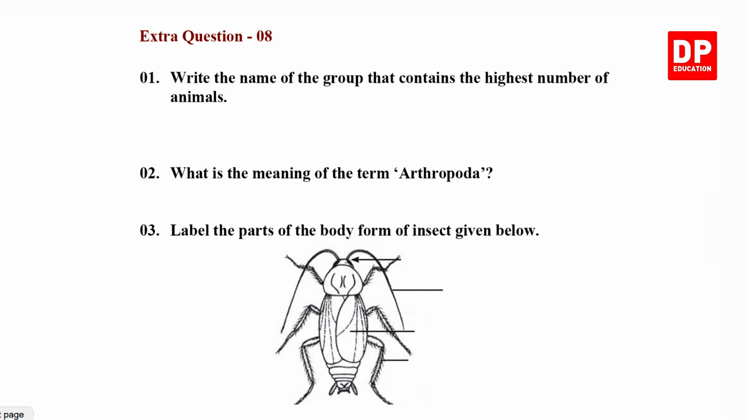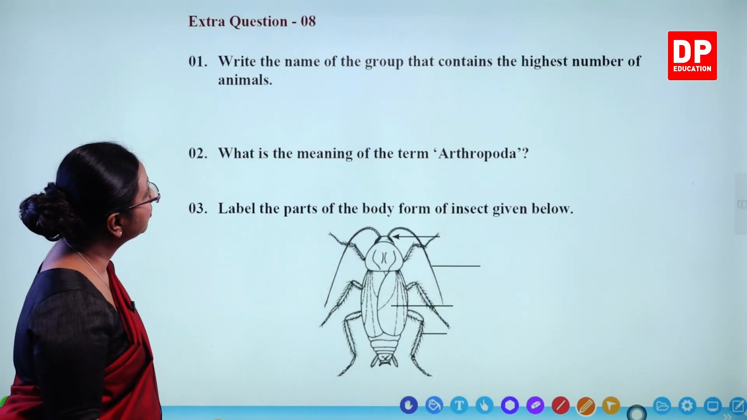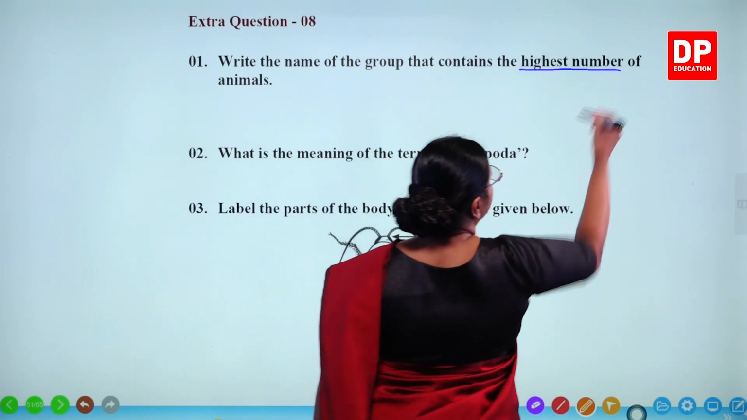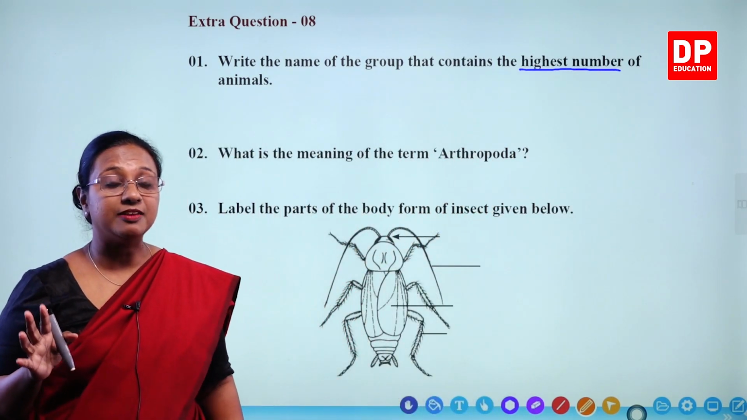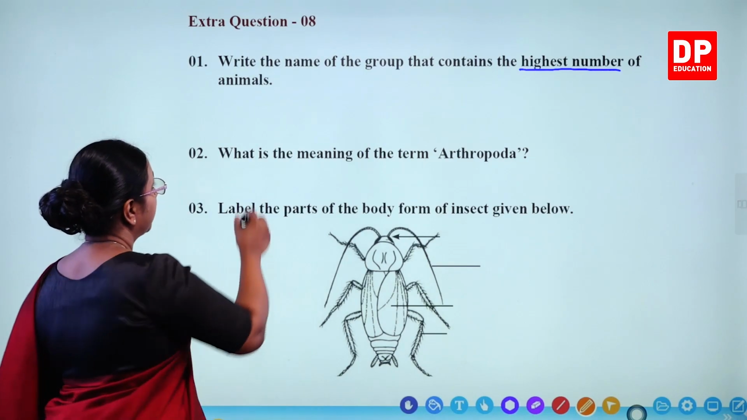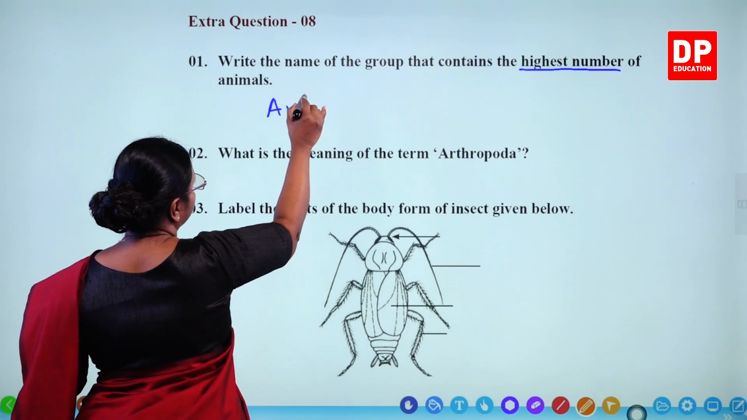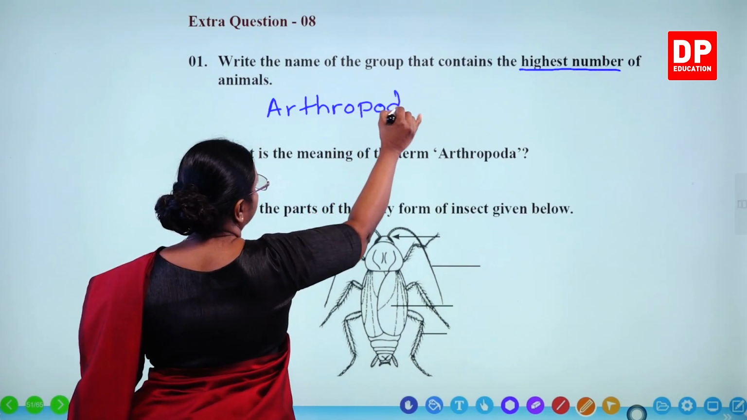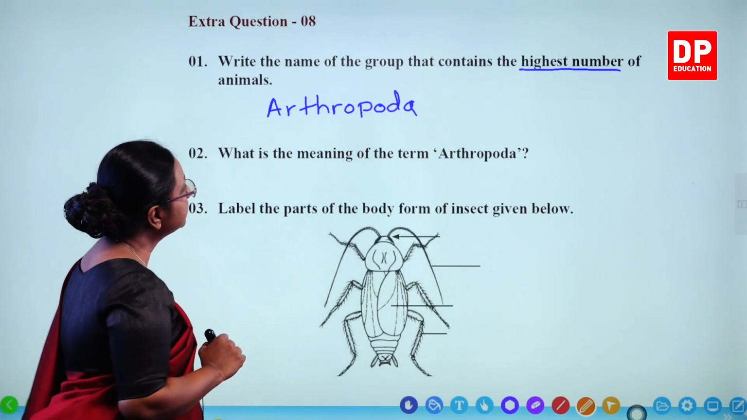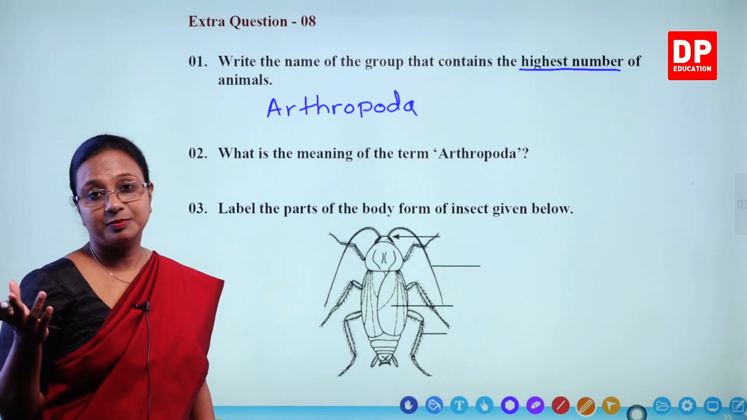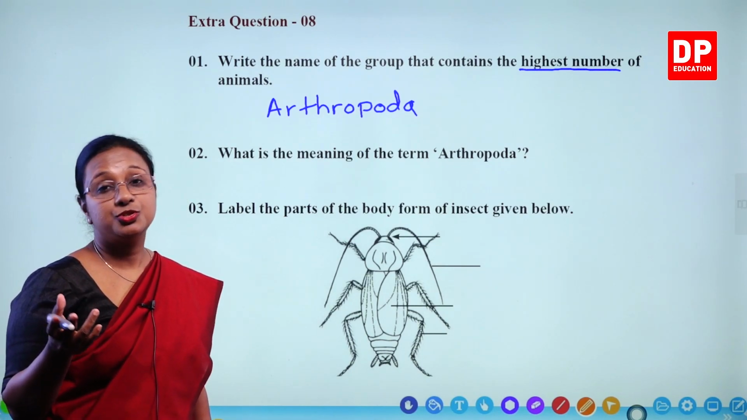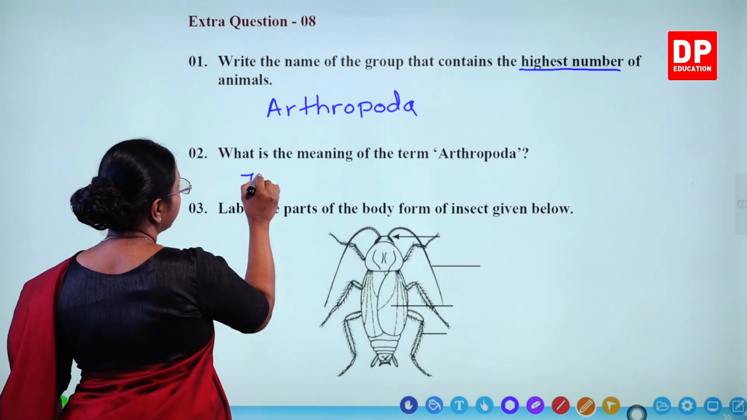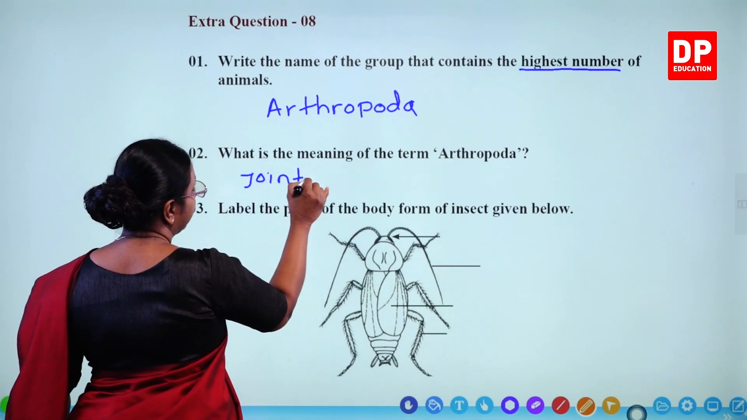Extra question 8. Write the name of the group that contains the highest number of animals. Highest number of animals. You know that. What is the group? Arthropoda. So you have to write Arthropoda here. What is the meaning of the term Arthropoda? What is arthro? Jointed. Poda, appendages. So, jointed appendages.